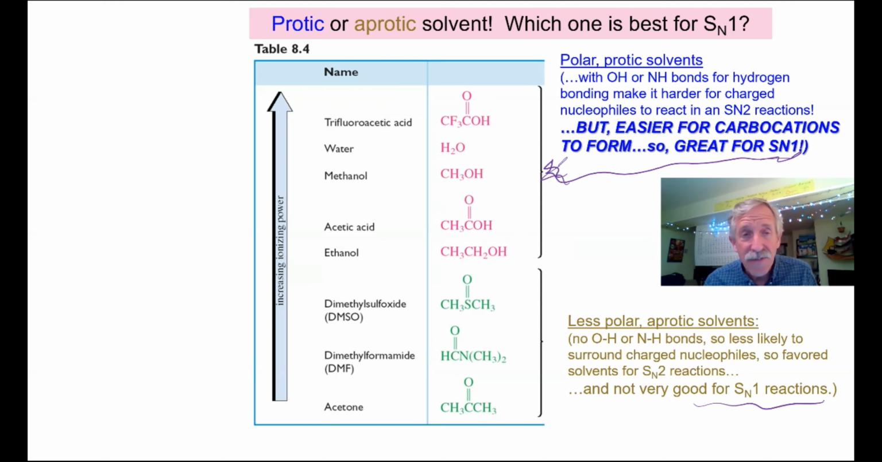If you're trying for some odd reason to do an SN1 reaction and you want to show the reader you want it to be SN1, don't put an aprotic solvent into your reaction, because that's a signal that you want to do an SN2.